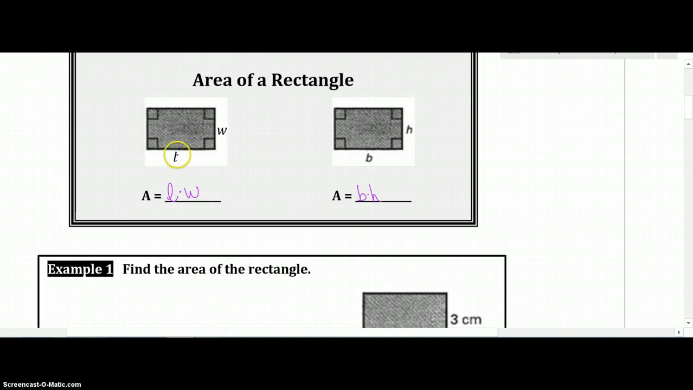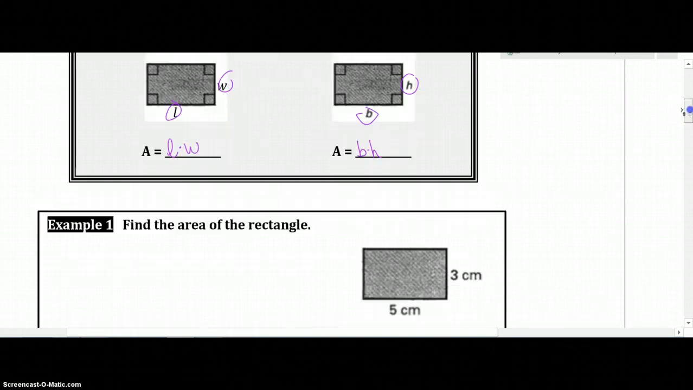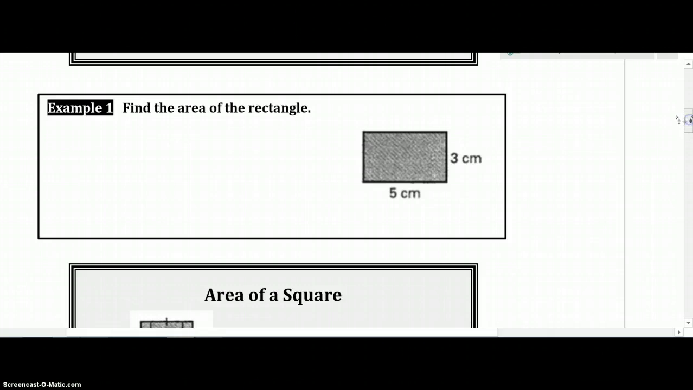But remember, these are all just variables. So as long as you're doing length times width or base times height, you're fine. Okay, so area of a rectangle. Length times width is what I'm used to. So I'm going to say 5 times 3 if this is your length and this is your width. And so the area here would be 15. Now units on area are square units because we have centimeters times centimeters here. So we have centimeters squared.